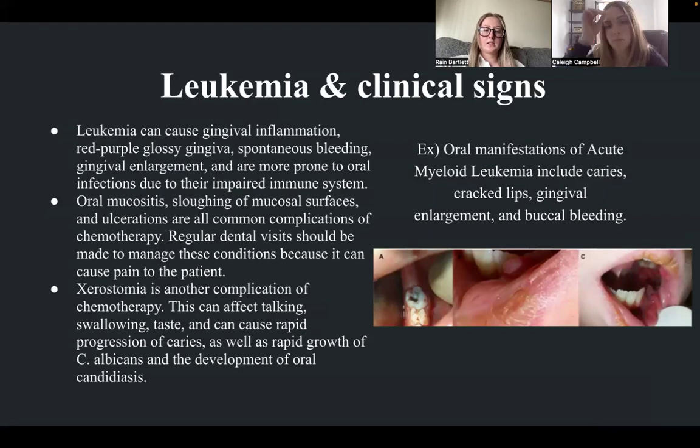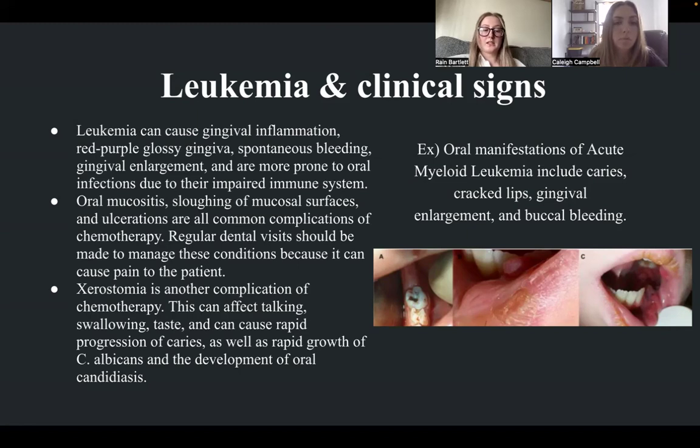Leukemia and clinical signs. To the right, we have a picture of an individual with acute myeloid leukemia. In picture A, we see here that the individual has caries on the molars. In picture B, we see the cracked lips and the gingival enlargement back here. In picture C, there's buccal bleeding right there. Leukemia can cause gingival inflammation, red, purple, glossy gingiva, spontaneous bleeding, gingival enlargement, and patients are more prone to oral infections due to the impaired immune response.